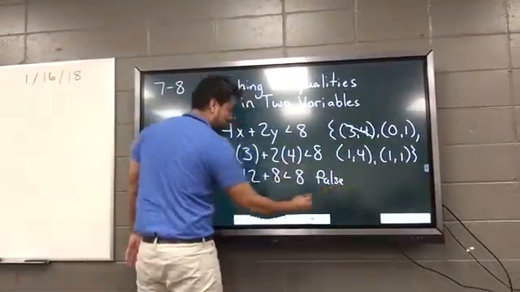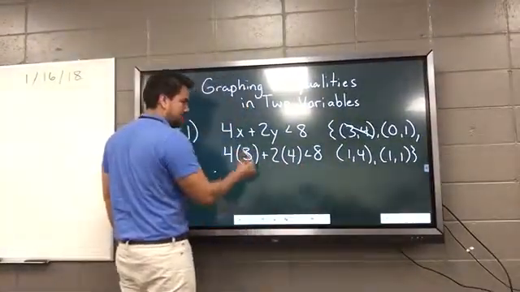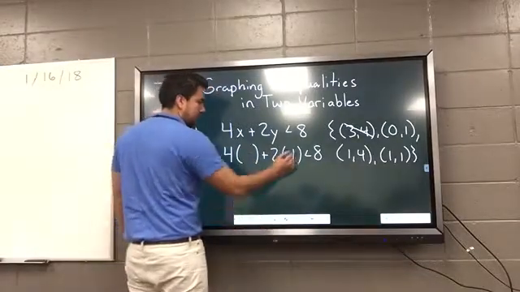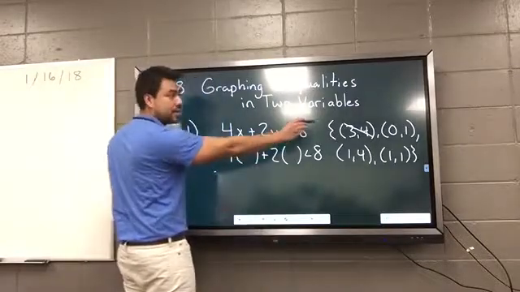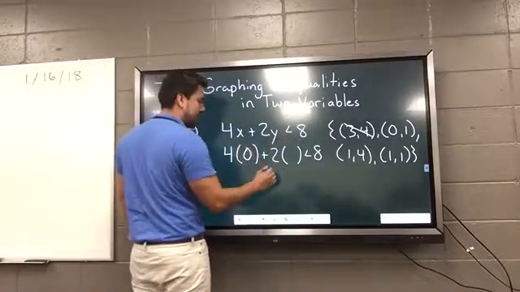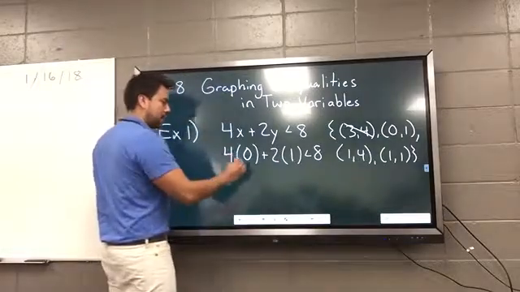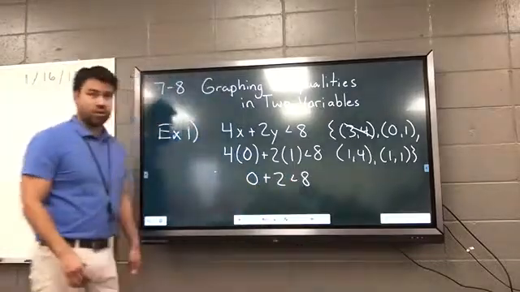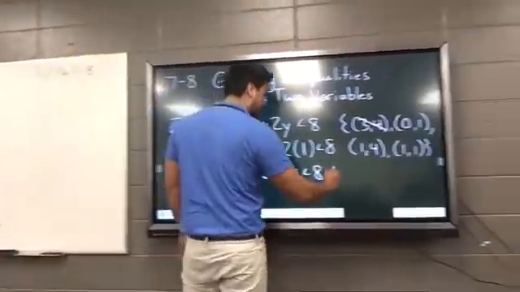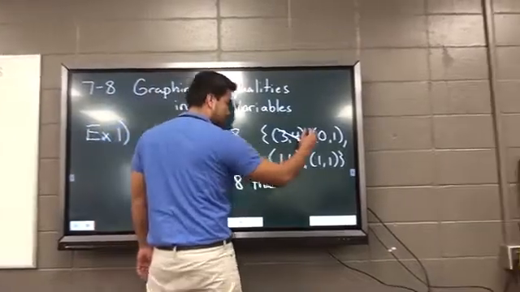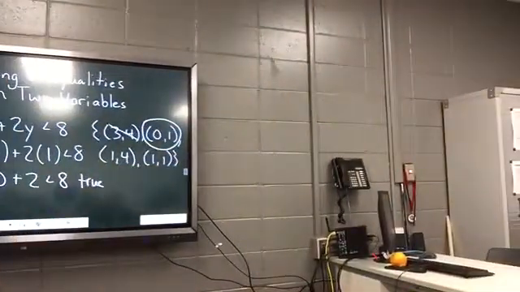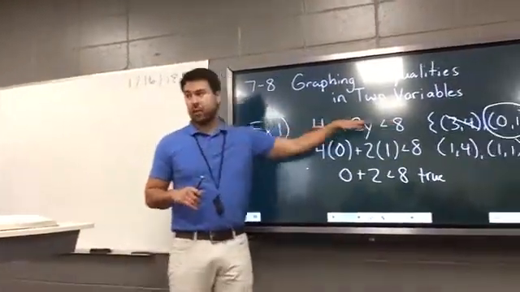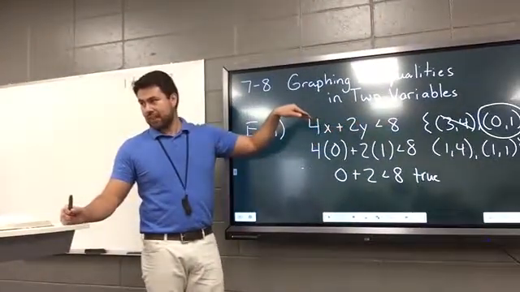And basically, we're going to do it 3 more times. So I'm going to put in 0, 1. 0 for x, 1 for y. 4 times 0, 0 plus 2 less than 8. Is that true or false? True. It's true. So what I want you to do with this one is circle it. It's part of my answer. 0, 1 is a solution because 0, 1 fits into that inequality and makes it true.